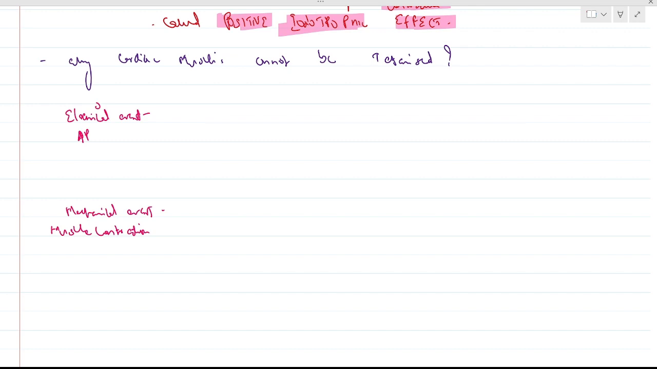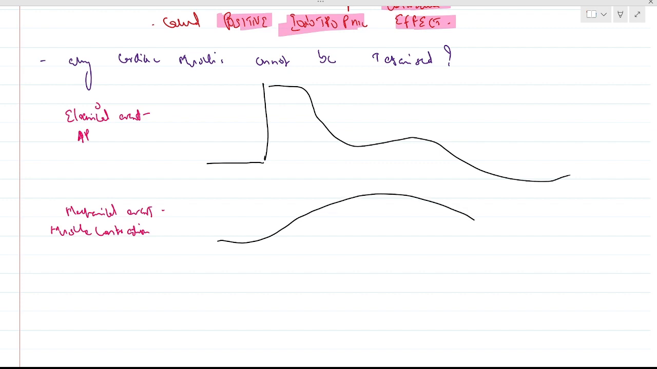So we have a pacemaker in the heart, the SA node. Its action potential graph is a bit different, so we'll see only the graph. We'll discuss it in detail in cardiovascular physiology. Okay, so this is the graph here. This is the action potential graph, and here this is the muscle contraction graph.